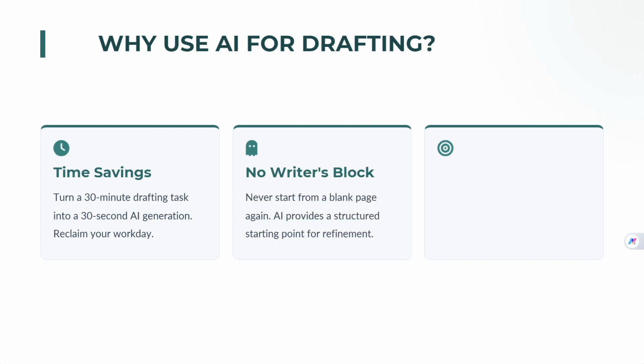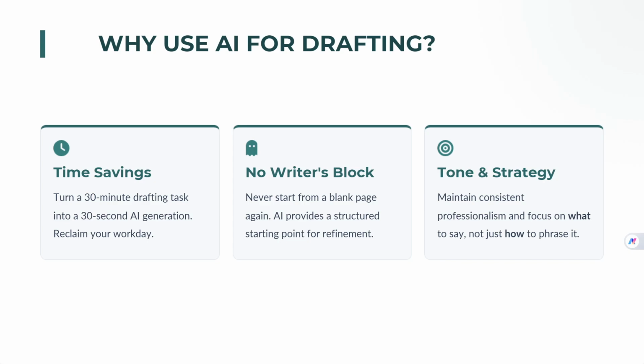Second, overcoming writer's block. Many professionals struggle with starting from a blank page. AI gives you a structured starting point that you can refine. Third, consistency. AI can help you maintain a consistent professional tone across different communication. Fourth, focus on strategy. By offloading the drafting work to AI, you can focus your energy on the strategic aspect, what to communicate, and not just how to phrase it.